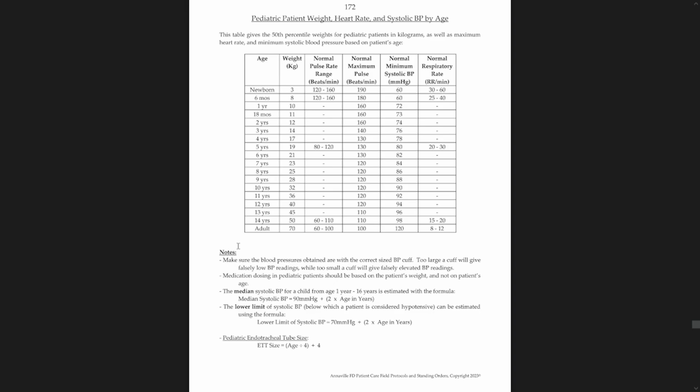The median systolic blood pressure for a child from age 1 to 16 is estimated with the formula: median systolic blood pressure equals 90 plus (2 times their age in years). The lower limit is going to be 70 plus (2 times age in years). For a pediatric endotracheal tube size, you want to do age divided by 4, plus 4.